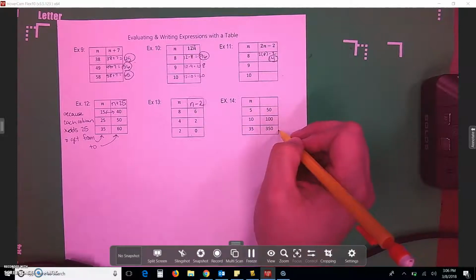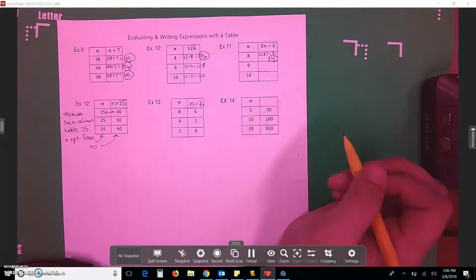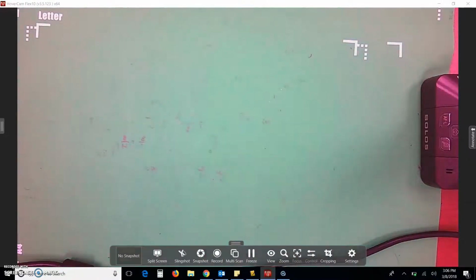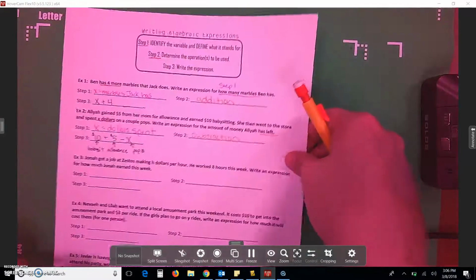On this third one, you're going to do it on your own, but it's not addition or subtraction. That's your hint. Pause your video for a second and then come back when you're done with that so we can finish writing algebraic equations together.